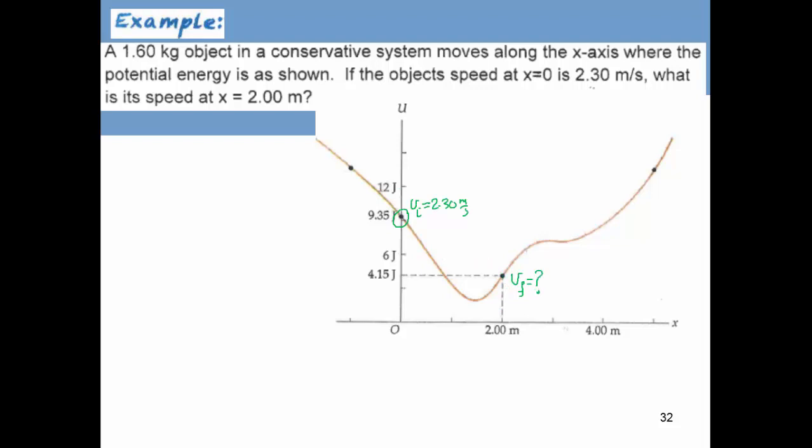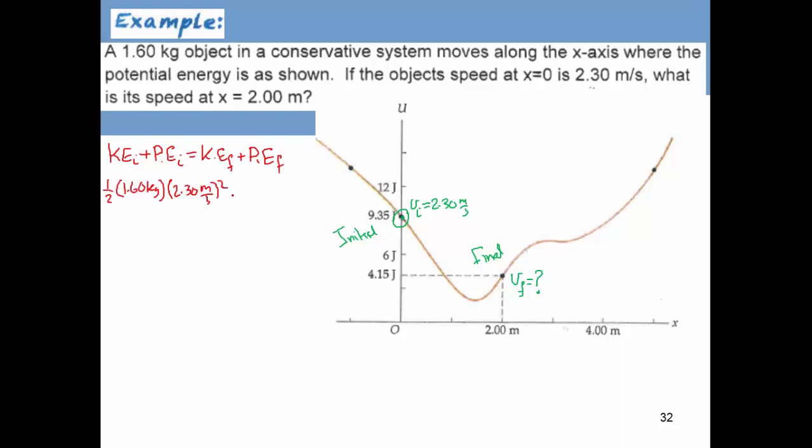Now, since this is a potential energy versus position graph, we can tell the magnitude of the potential energy at any point. So at the initial position here, the potential energy is 9.35 joules, while at the final status, the potential energy is 4.15 joules. Also, we are told that this is a conservative system, meaning the mechanical energy is conserved. So we apply the equation of the conservation of mechanical energy. The initial mechanical energy is equal to the final mechanical energy, and we plug the values.